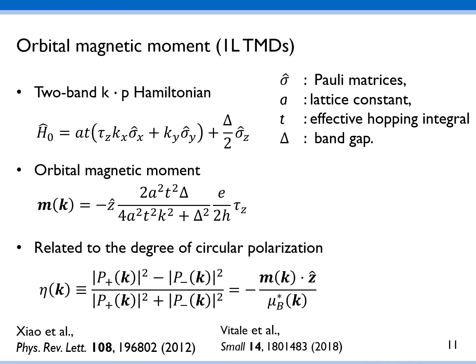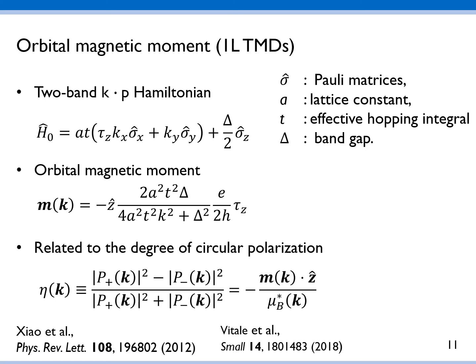Now, from the two-band k·p Hamiltonian, one can in fact derive an orbital magnetic moment dependent on how far we are from the K point. And you can see that this is valley contrasting, because we have this valley index here. We can relate this valley contrasting magnetic moment to the degree of circular polarization. As you can see here, eta is the degree of circular polarization. For that, we can establish that there's circular dichroism in our sample.